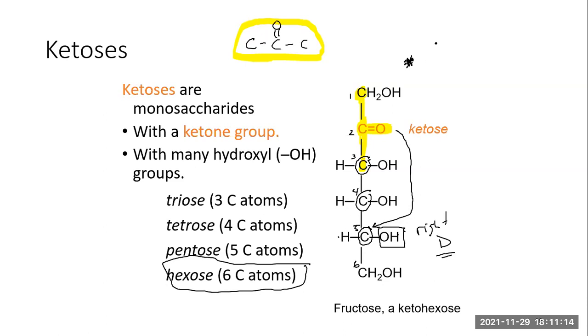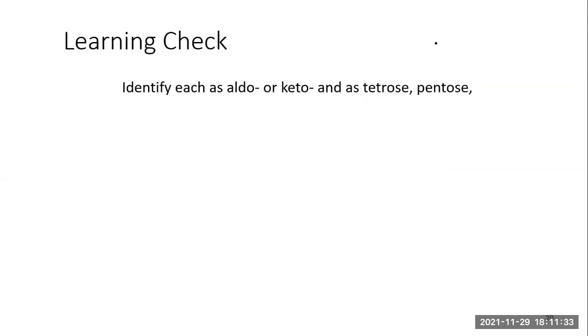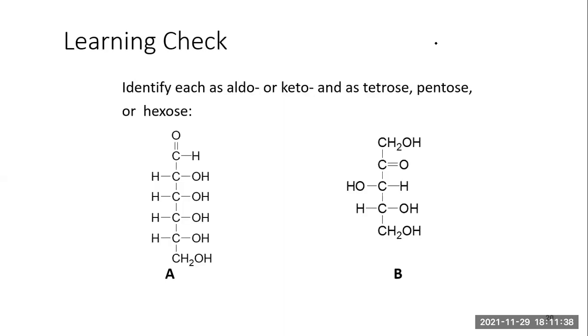Any questions on that particular one there? So again, maybe not to draw, but if you see the structure, you do need to be able to recognize it as fructose. All right, let's take a look at an example here. In each of these, decide if this is an aldose or a ketose, and is it tetrose, pentose, or hexose? So take a moment or two to see what you come up with.